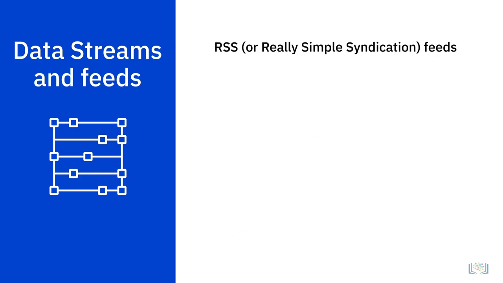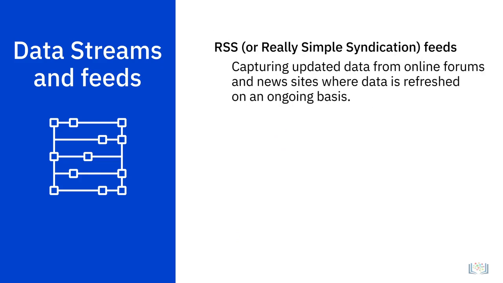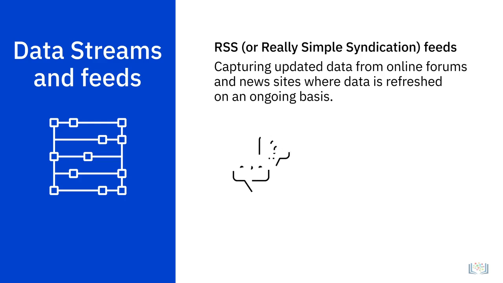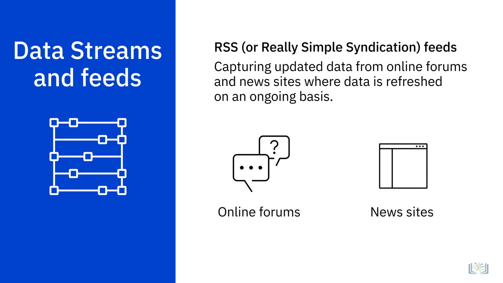RSS, or Really Simple Syndication Feeds, are another popular data source. These are typically used for capturing updated data from online forums and news sites where data is refreshed on an ongoing basis. Using a feed reader, which is an interface that converts RSS text files into a stream of updated data, updates are streamed to user devices.